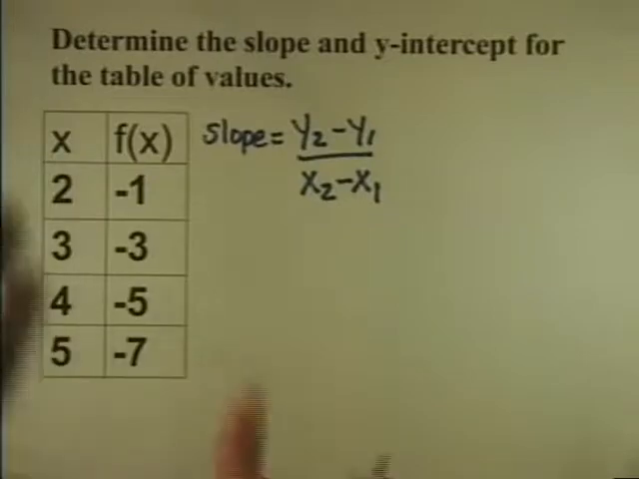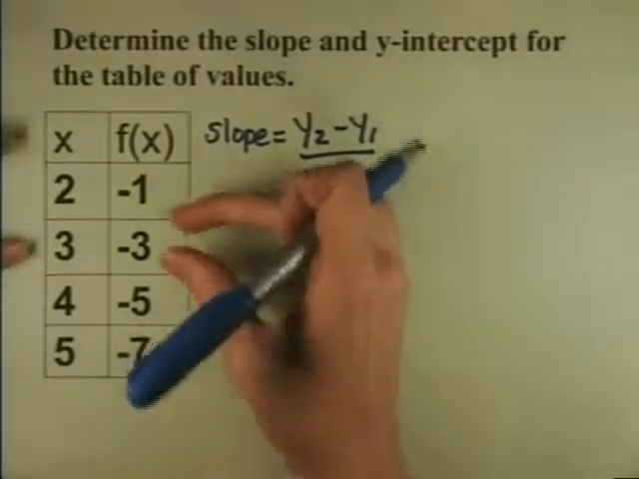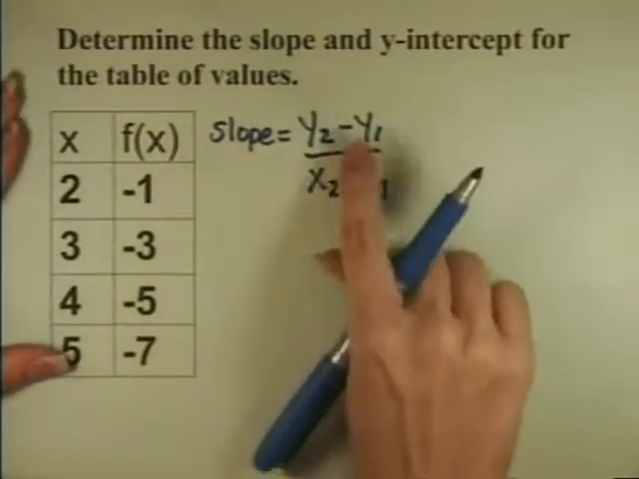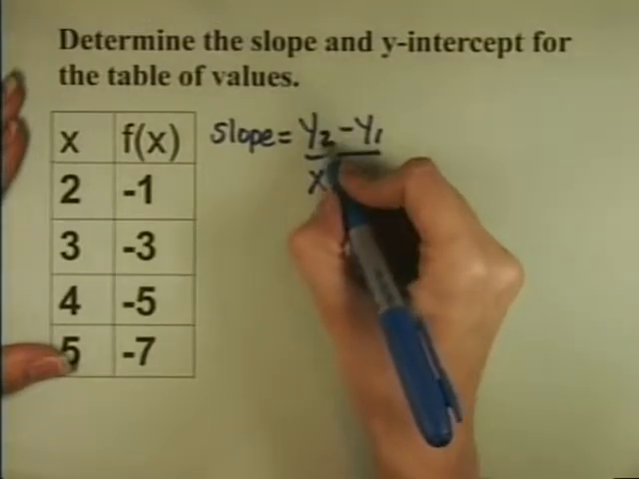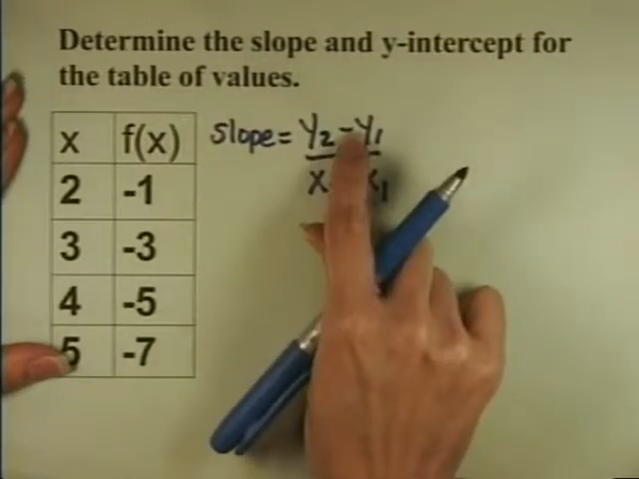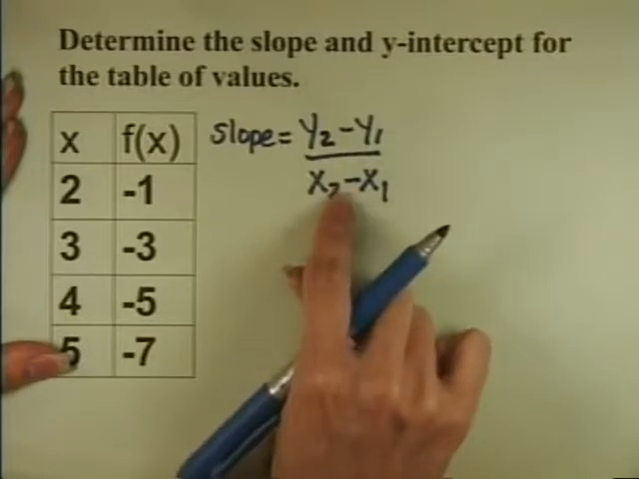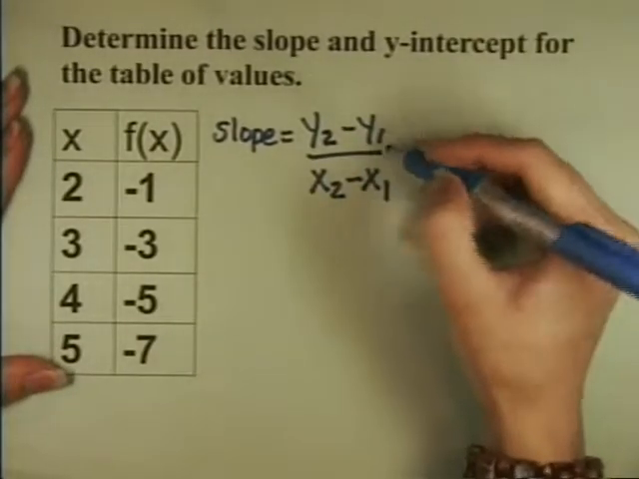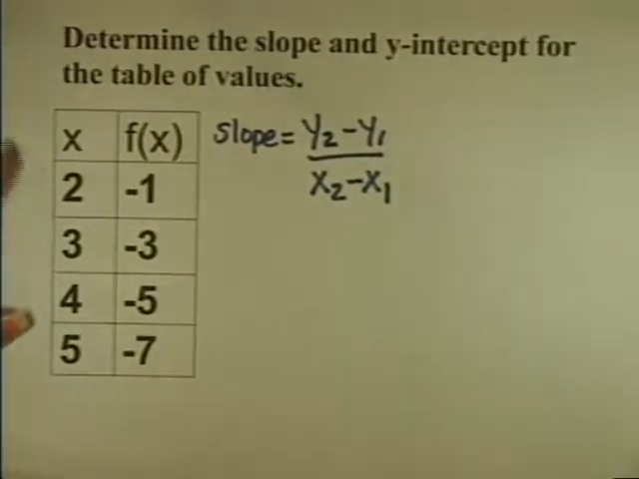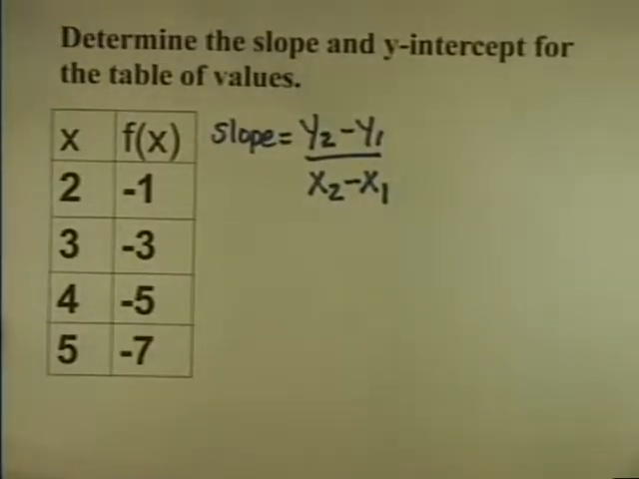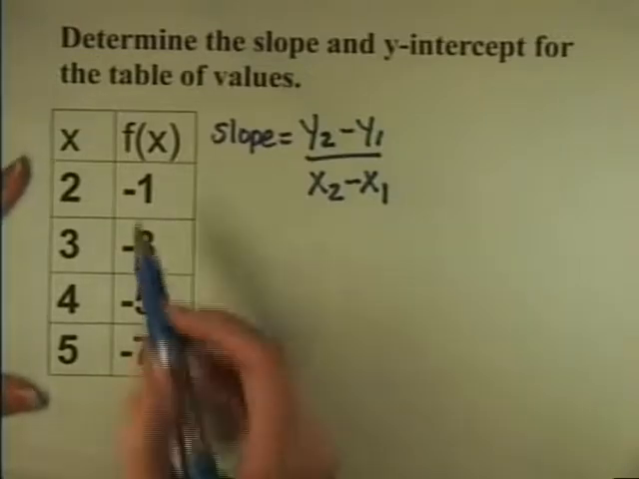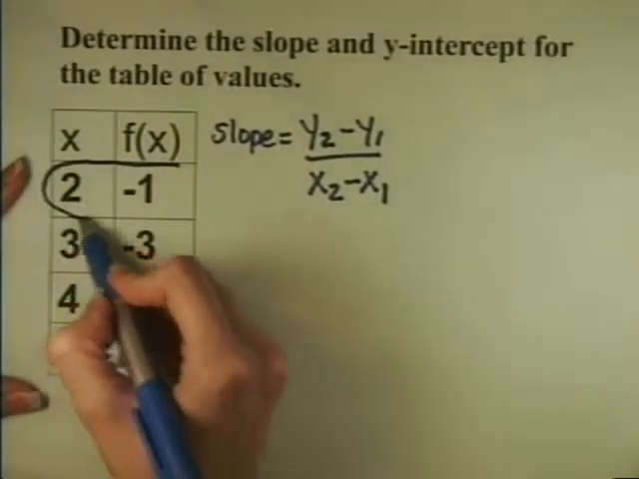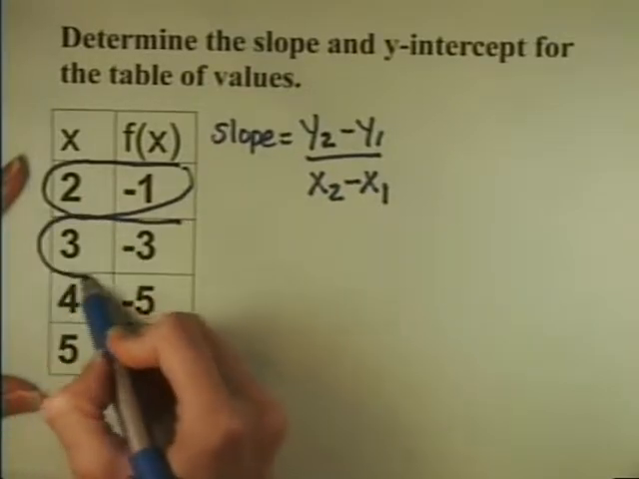When you use the formula, guys, you can pick whichever ordered pairs you want to plug in. All this means, this little 2 just means the second y minus the first y, divided by the second x you pick minus the first x you pick. That's all those little numbers mean. So you pick whichever 2 ordered pairs you want. Which ones would you like to pick, Jose? 2 and -1 and 3 and -3. Good.